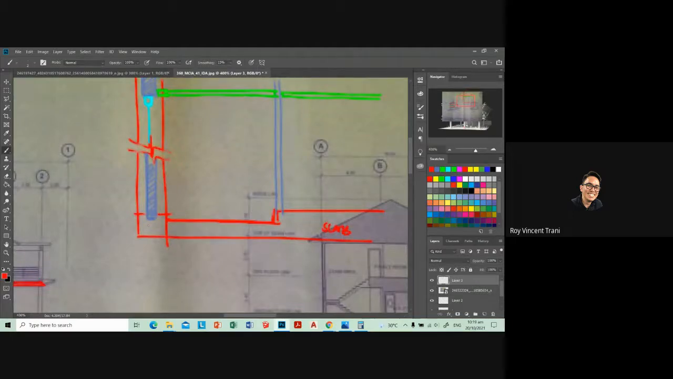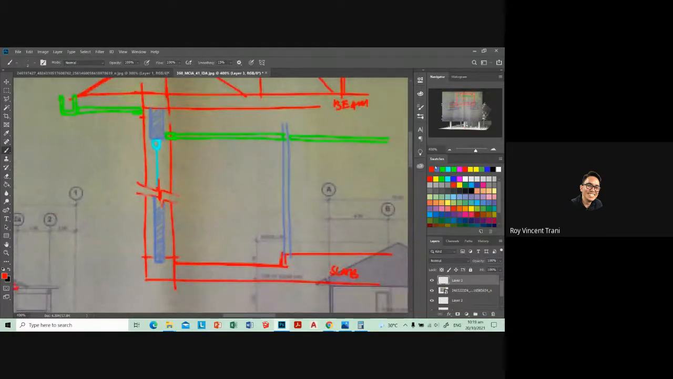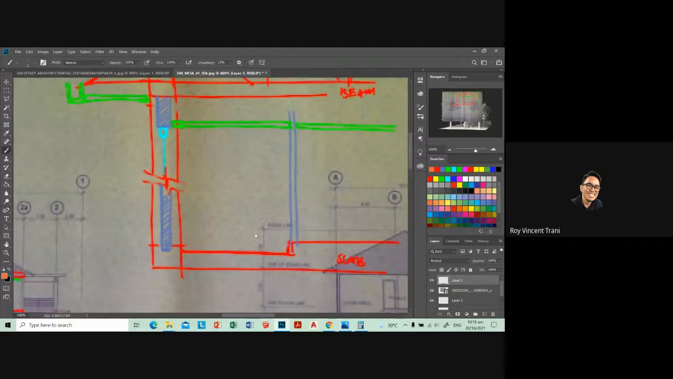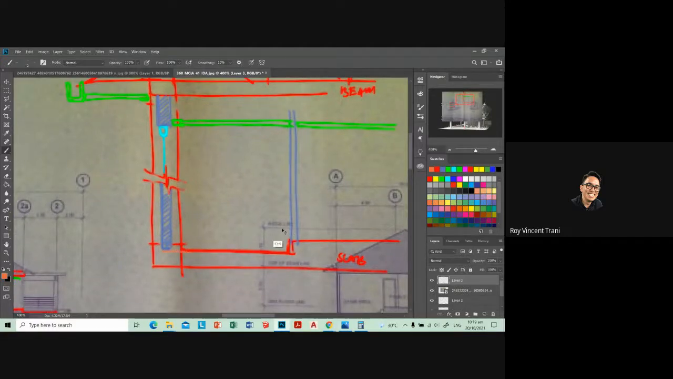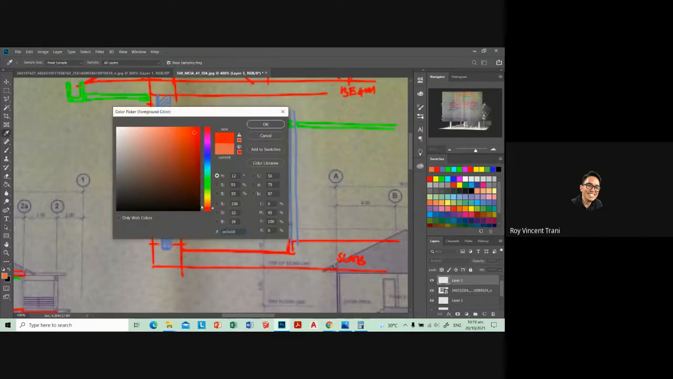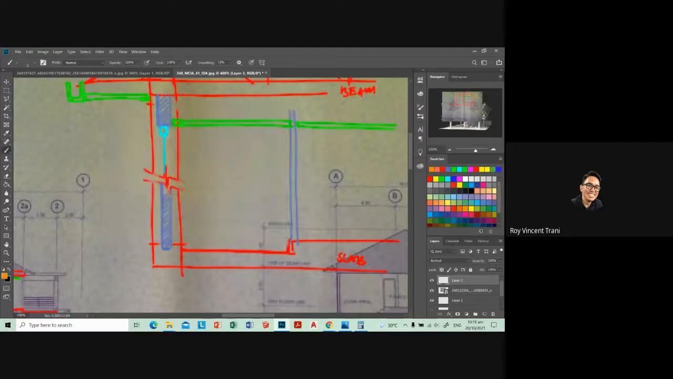And all of this would be, let me use another color. Let's say orange. This would be the slab. Not this orange, it doesn't stand out. Brighter orange, please. Someone is banging a door. I don't know, it's really bothering.